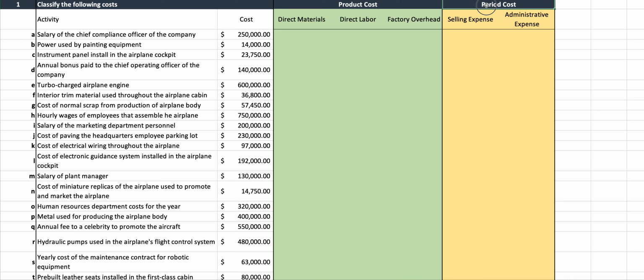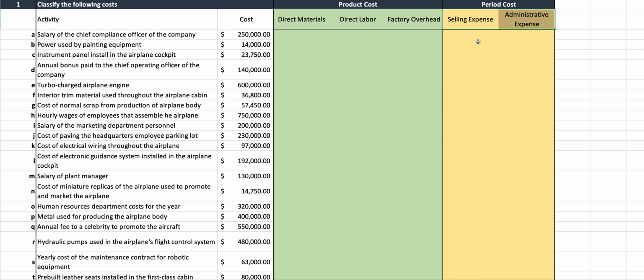Period cost is a little different. Period costs are composed of selling expenses and administrative expenses. And these are the expenses that show up at the end of every period, whether it's a month or whether it's a year. So whether or not we sell a product, we're still going to recognize selling and administrative expenses in the month that they occur.